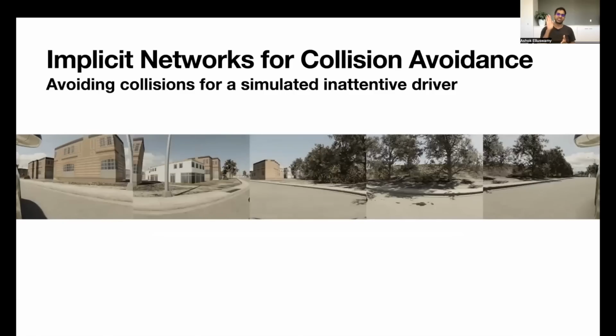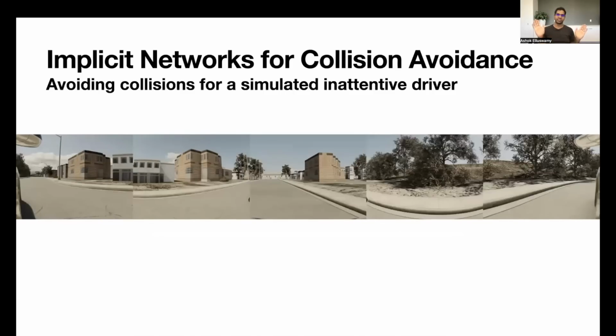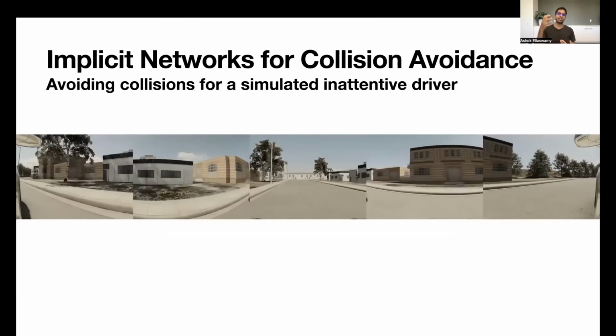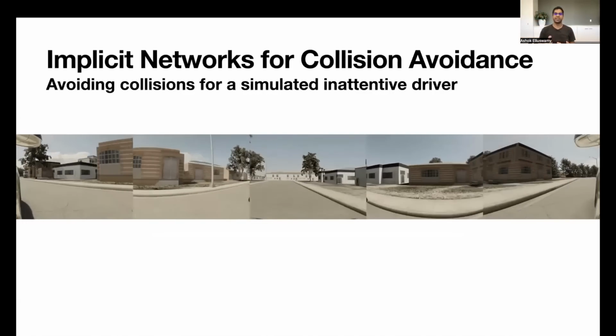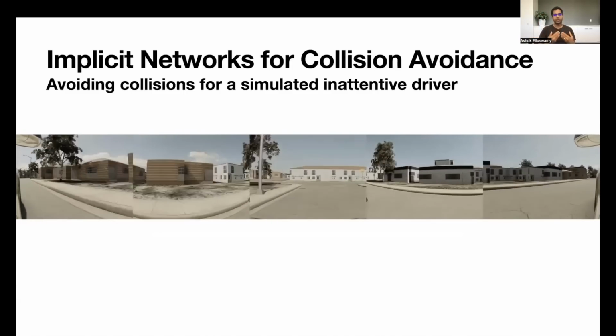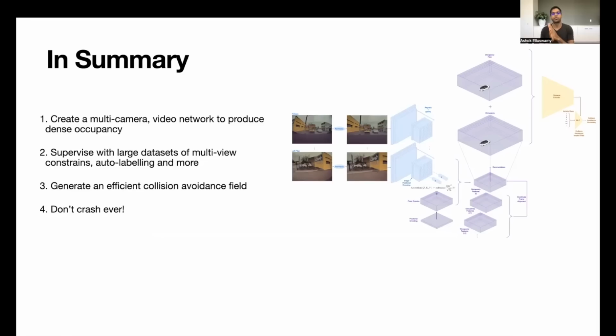This driver is just pressing the accelerator and then not touching the steering wheel. And then as they are getting close to a collision, the collision avoidance system kicks in and turns the wheel or presses the brake on its own to prevent the car from colliding. And if we do all of these steps correctly, we can produce a car that doesn't need to crash ever.